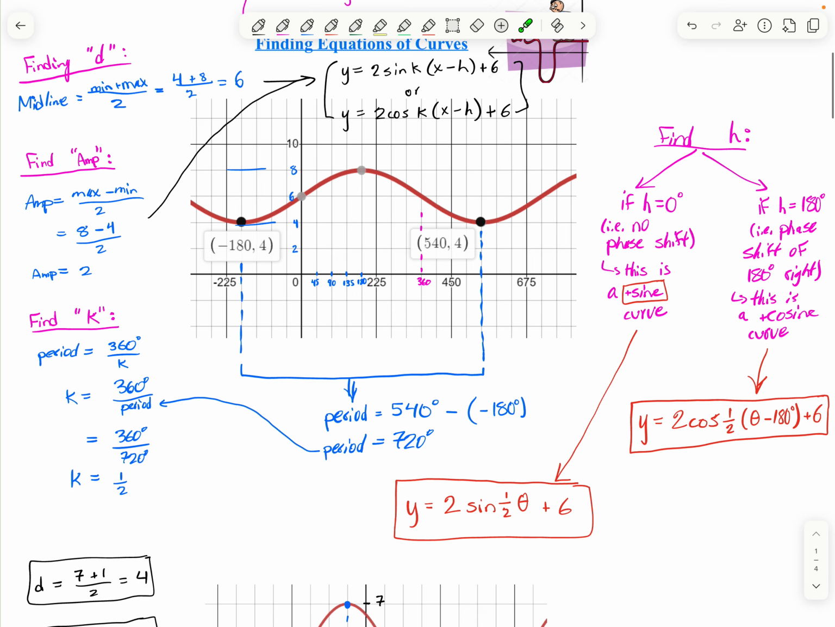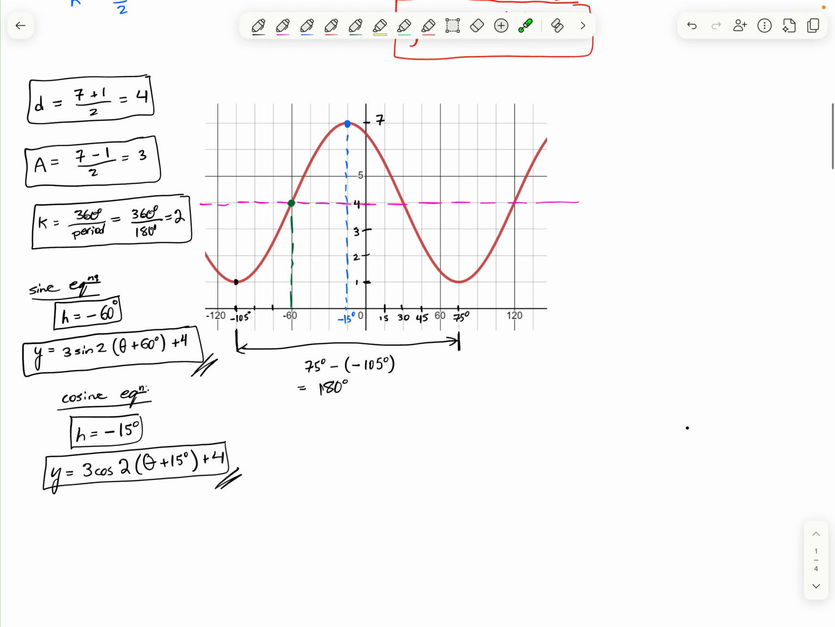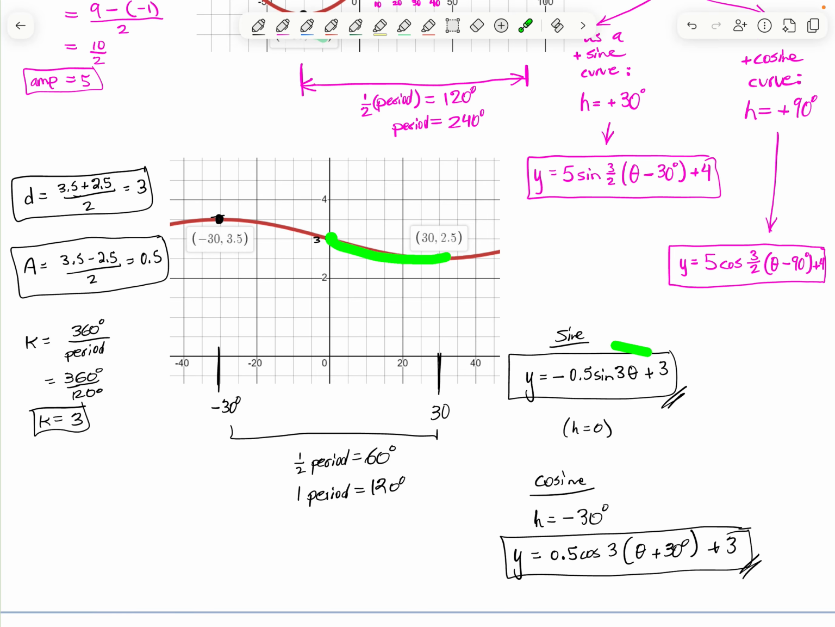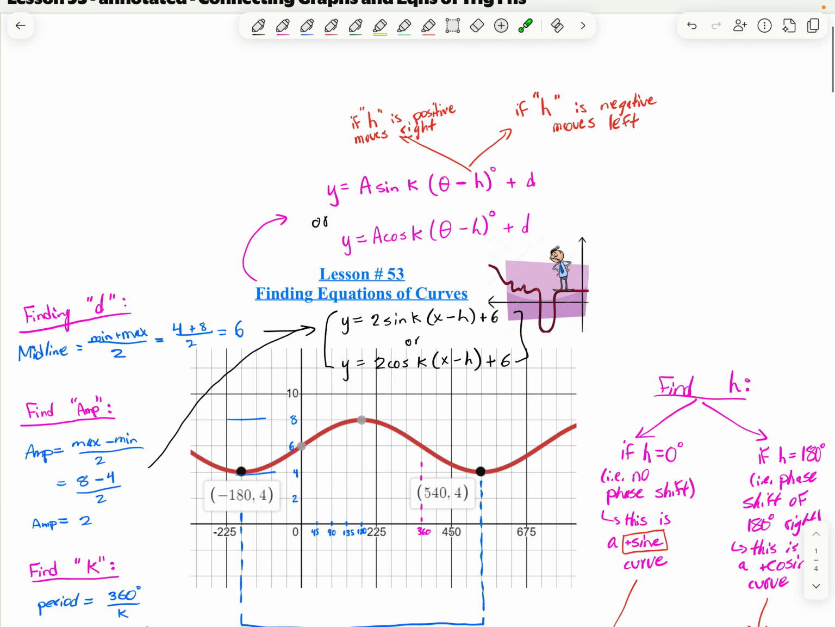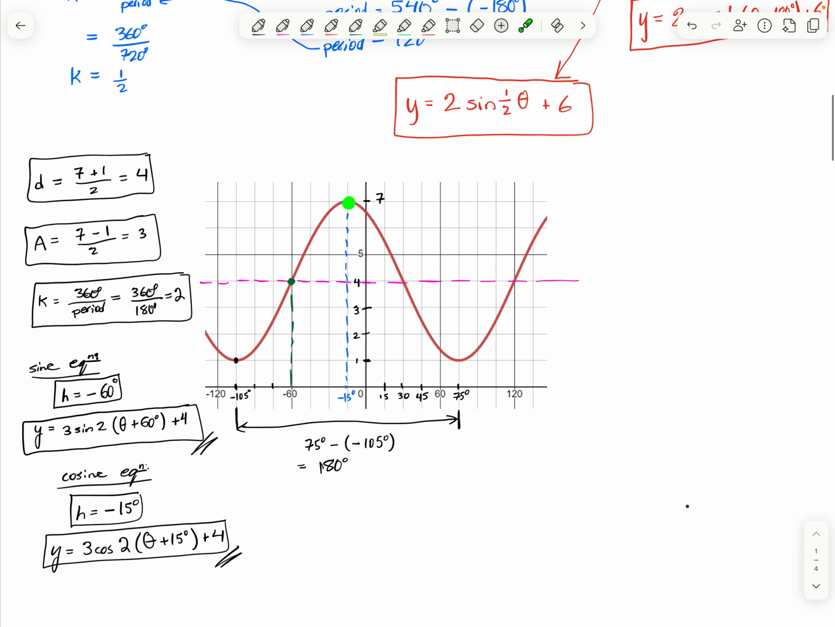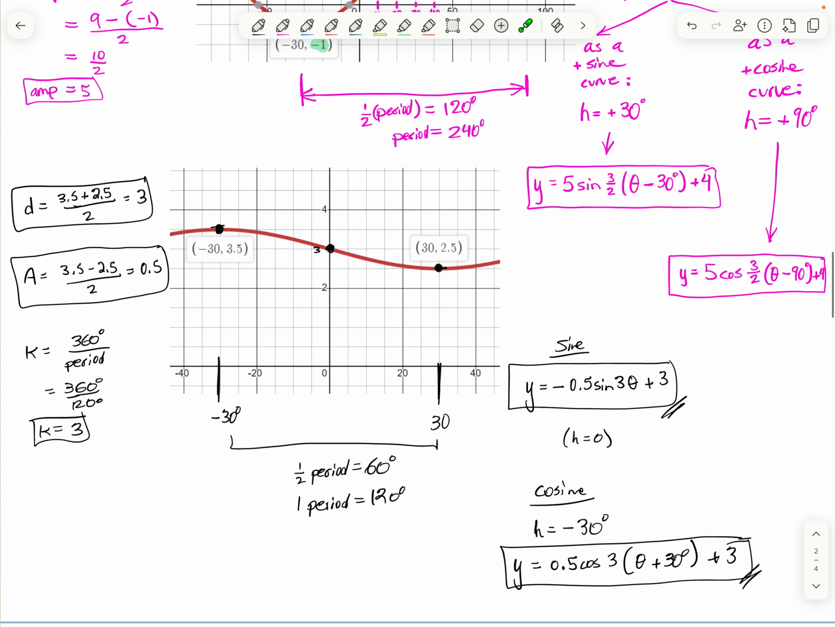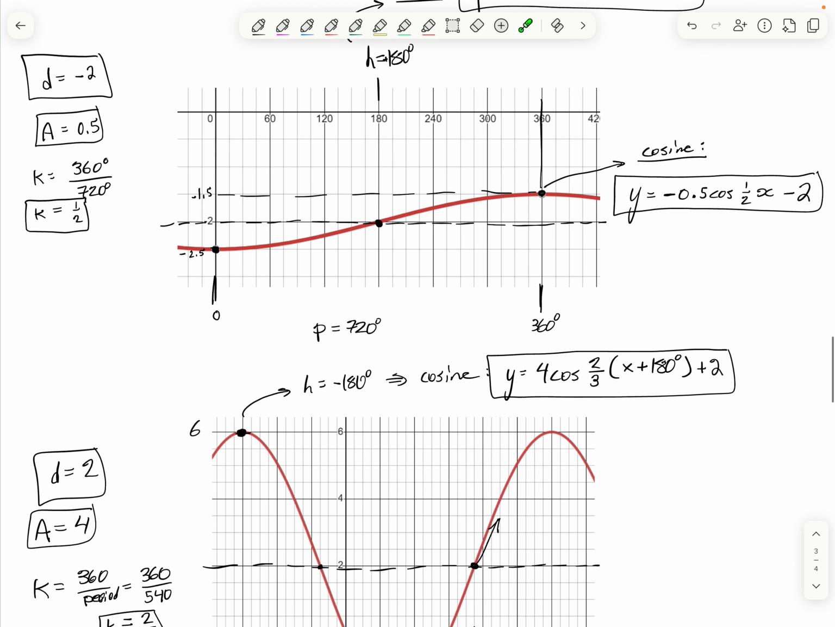And then lastly, choose a starting point, right? If it starts at the midline going up, like here, use positive sine. If it starts at the midline and goes down, like here, use negative sine. If we want it to start at a maximum, use a positive cosine. If we want it to start at a minimum, like here, use a negative cosine. All right. And remember, there could be more than one correct equation for the same graph.